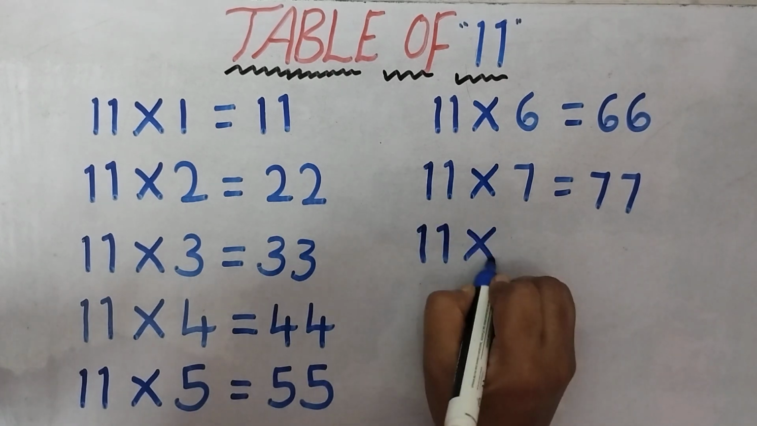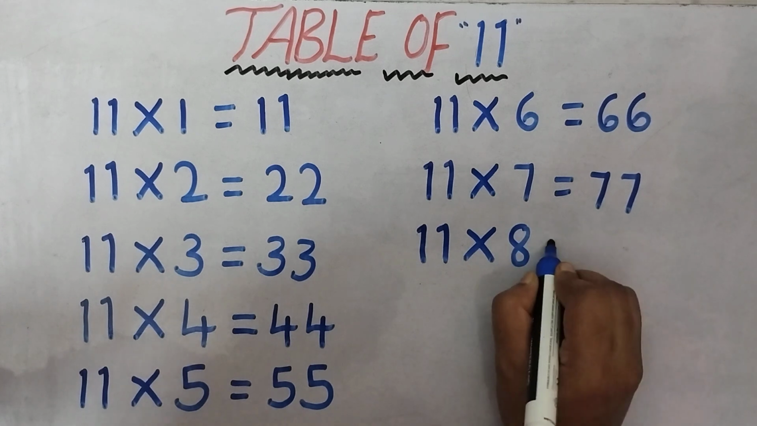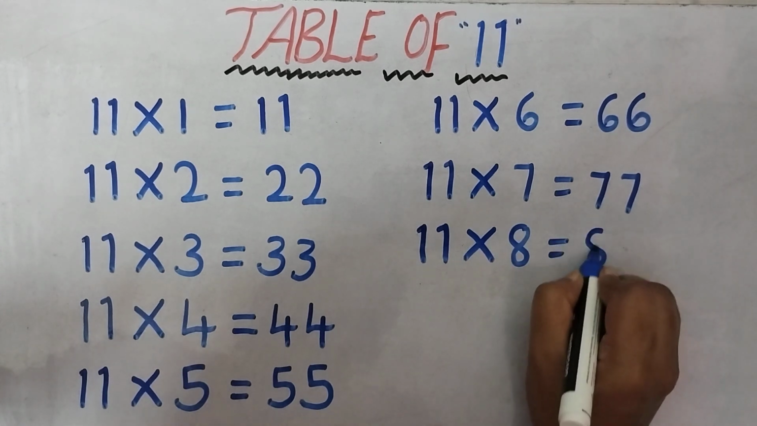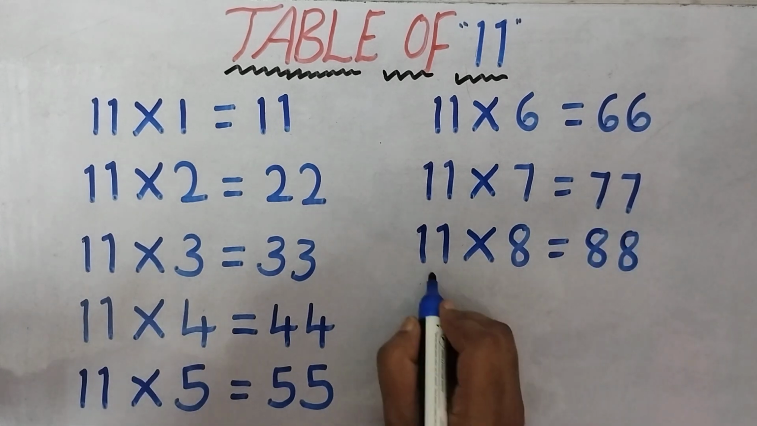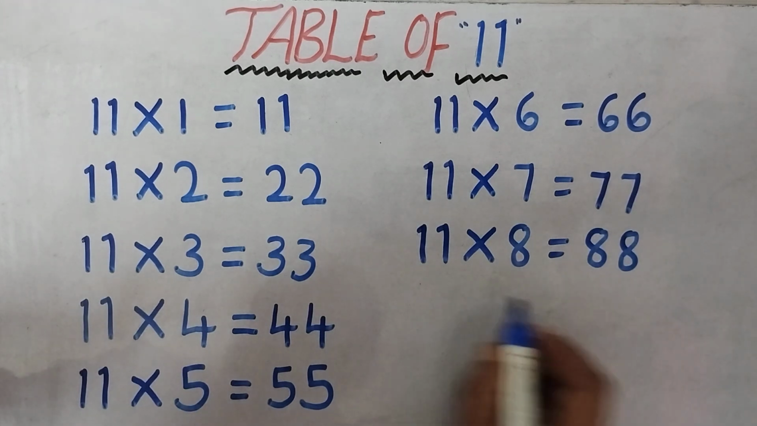11 into 8, that is equal to 88. 11 eights are 88.